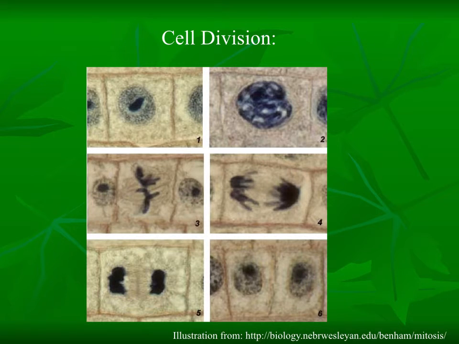So we know that meristematic tissue is actively dividing. So how does it divide? It divides by mitosis. So we'll discuss mitosis in a later topic.